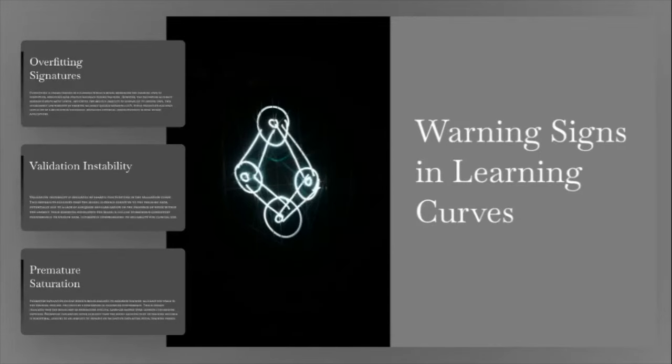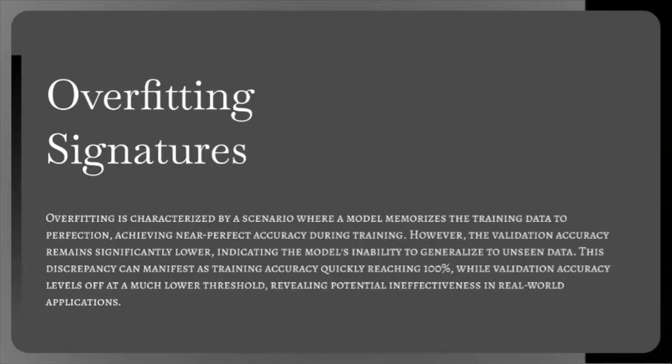Now, let's flip the coin and recap the red flags. The warning patterns that disqualify a model from clinical consideration, no matter how impressive the accuracy numbers might look. Overfitting is characterized by a model memorizing the training data to perfection, achieving near perfect or even 100% accuracy during training, while validation accuracy stays much lower. This gap shows the model is unable to generalize to new data. It memorized patterns, not learned them. This makes the model unreliable for actual clinical use, where every patient case is unique.